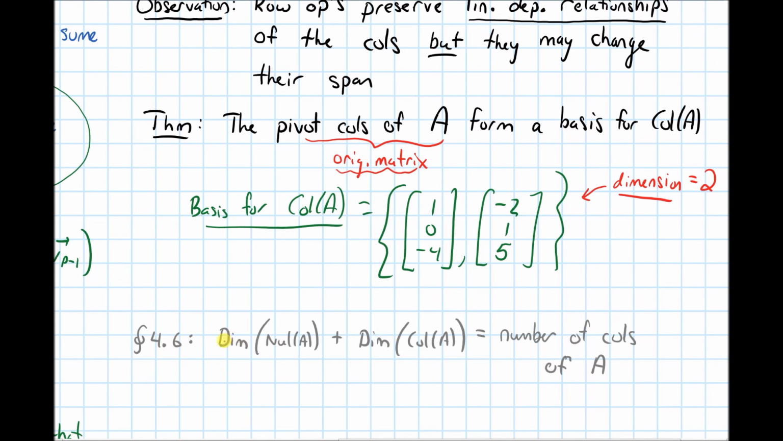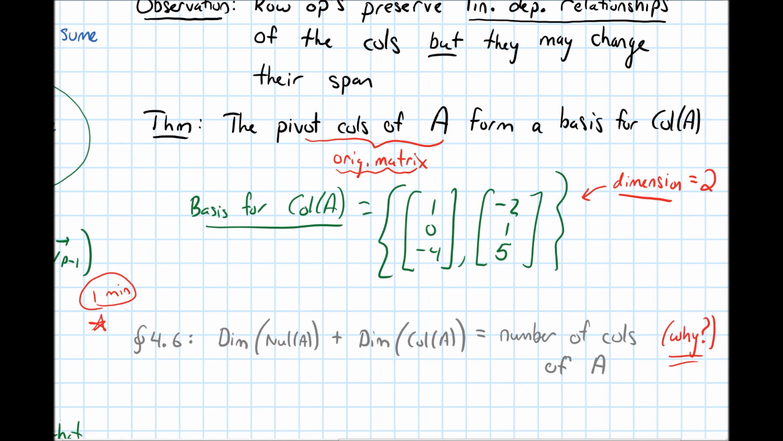It turns out that the dimension of the null space added to the dimension of the column space will always be equal to the number of columns in my matrix. I'd encourage you guys to think about why. We actually have enough information to answer this right now. I'd encourage you guys to pause the video for about 30 to 60 seconds, so 1 minute, let's say, and think about why this is. So 4, 3, 2, 1, pause the video and think about this for about 1 minute.